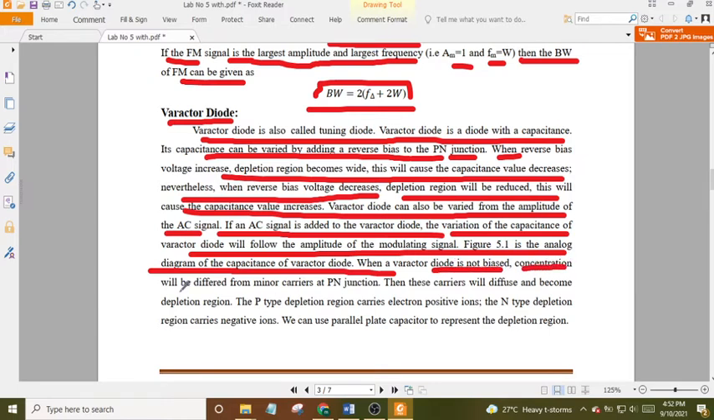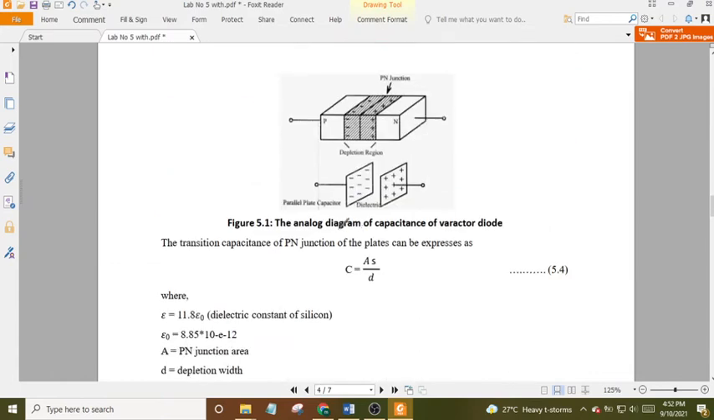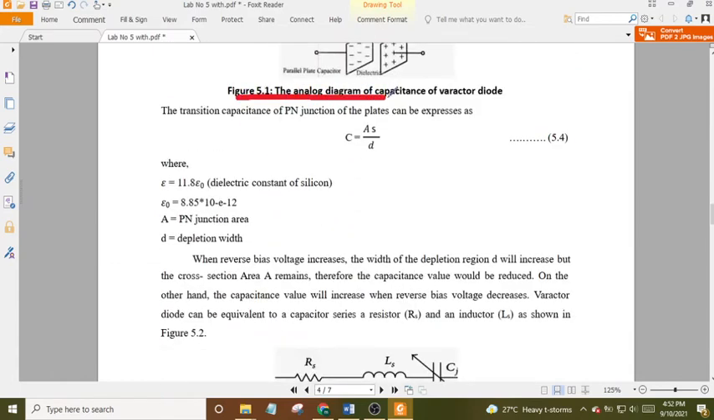Concentration will differ for minority carriers at the p-n junction, then these carriers will diffuse and become the depletion region. The p-type depletion region carries positive ions, the n-type depletion region carries negative ions. We can use a parallel plate capacitor to represent the depletion region.